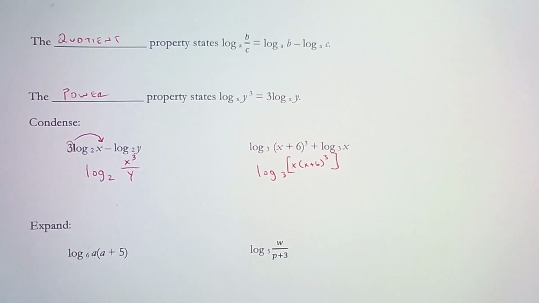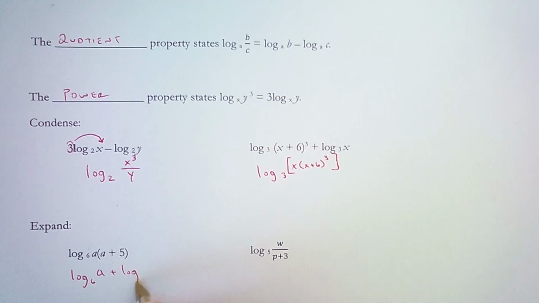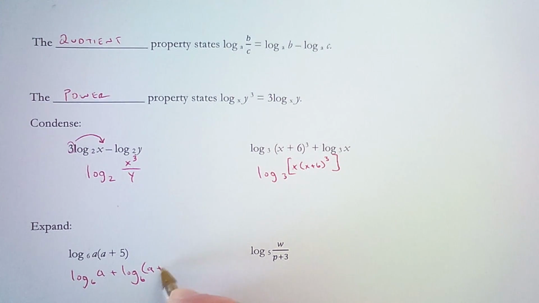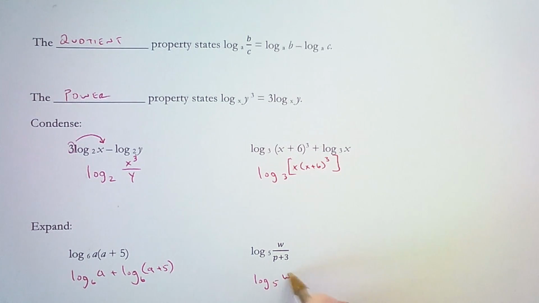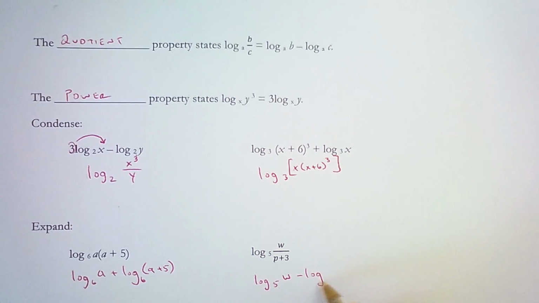Then we are going to expand. So here we are multiplying two parts of an argument, a times a plus 5. And we're going to use the product property to say that's the same as log base 6 of a plus log base 6 of a plus 5. And then we are dividing parts of an argument here, so that means we're going to use the quotient property to say that's the same as log base 5 of w minus log base 5 of p plus 3.